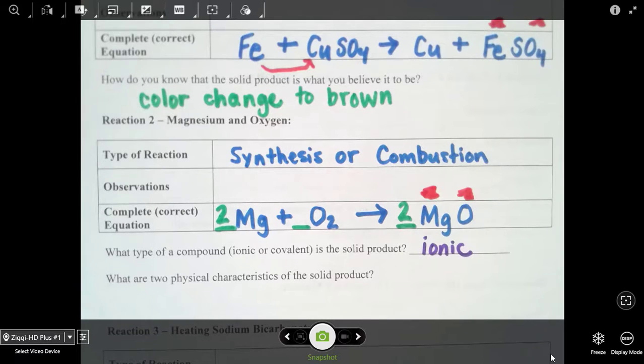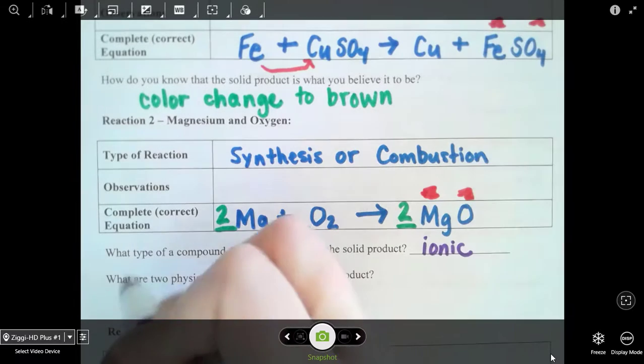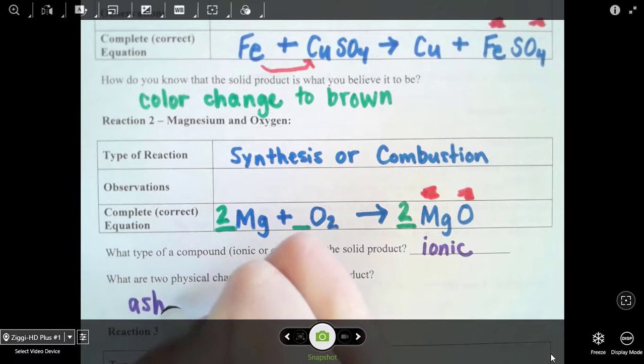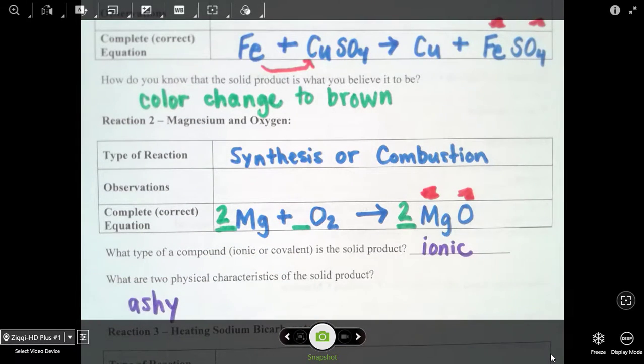What are 2 physical characteristics of the solid product? Physical characteristics means what did it look like? Describe some things that you noticed about it. The solid product is what was left over after we burned it. It looked like ash. Okay, so we could put ashy. What color was it? Gray.